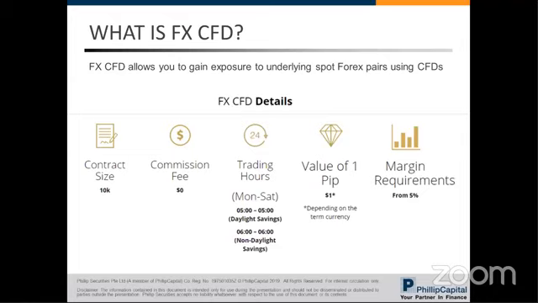Each pip, based on the term currency, is a movement of $1 for 1 pip, and the margin requirements will go from 5% onwards. So this is actually our FX.